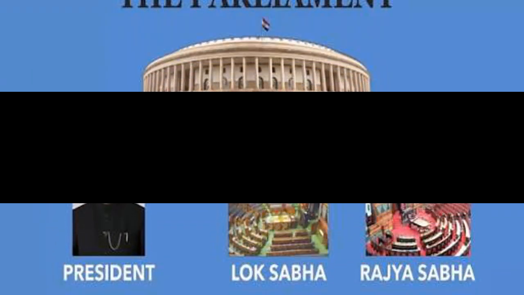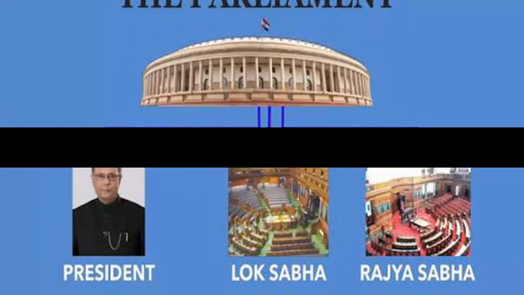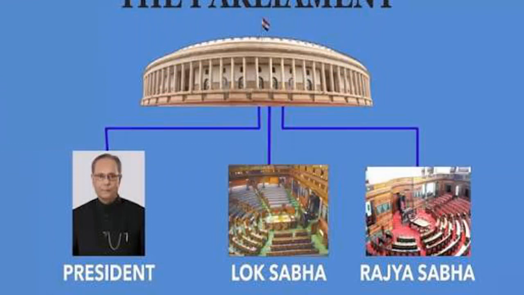Now in the central government, the Parliament of India. The Parliament is the legislative organ of the Union government. The Parliament of India consists of three parts. They are the President, Rajya Sabha and Lok Sabha. The Rajya Sabha is known as the upper house and Lok Sabha is known as the lower house. It is termed a bicameral legislature.